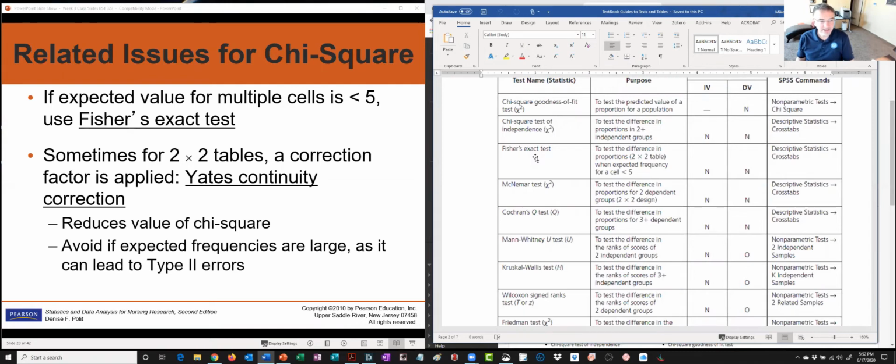And then for Yates correction, if they drop below 10, we do what's called a Yates correction. Really what it does is it reduces the value of the chi-square. So again, we're going to avoid those false negatives, those type 2 errors. So again, below 5 for expected count, Fisher; less than 10 in those expected counts, we're going to apply a Yates correction.